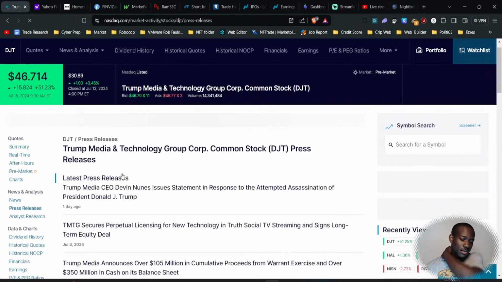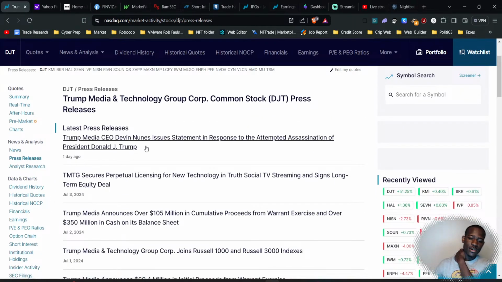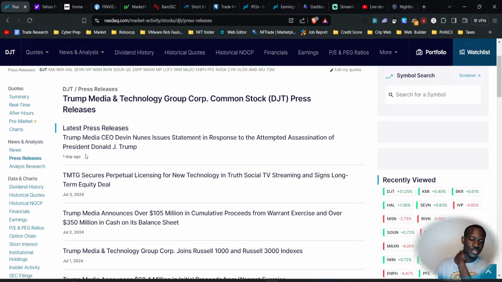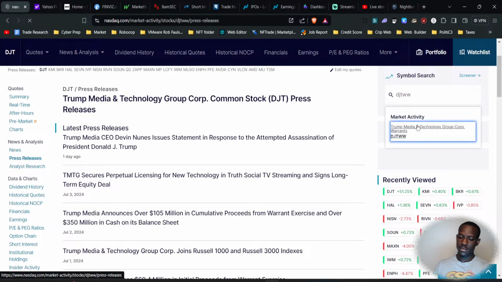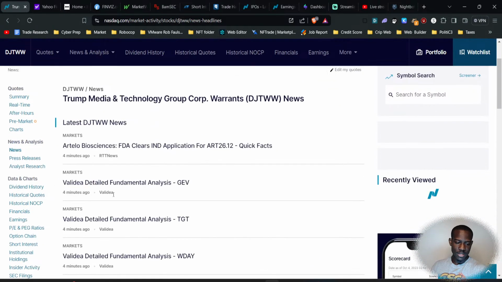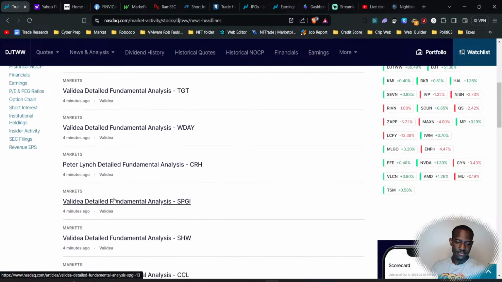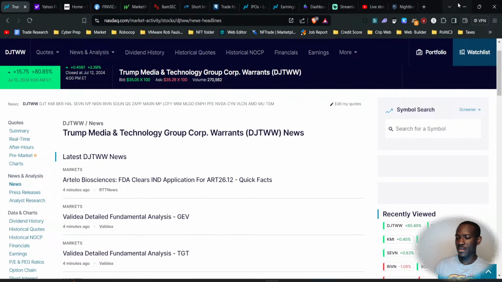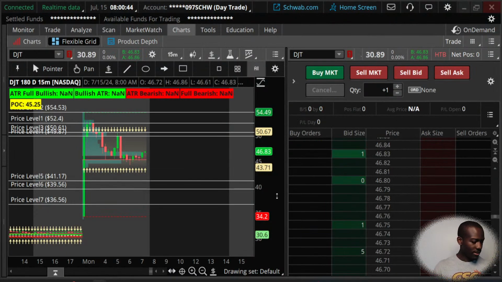Press releases. Okay, Trump Media CEO issued statement in response to the attempted assassination of President Donald J. Trump. That was a day ago, and so that's the most recent news that it has. Let's go to DJTWW. Probably has the same news. Nope, no news. It's probably got some kind of circulated news that wasn't from the company. But at least we know there's definitely a strong reason for it to do anything.